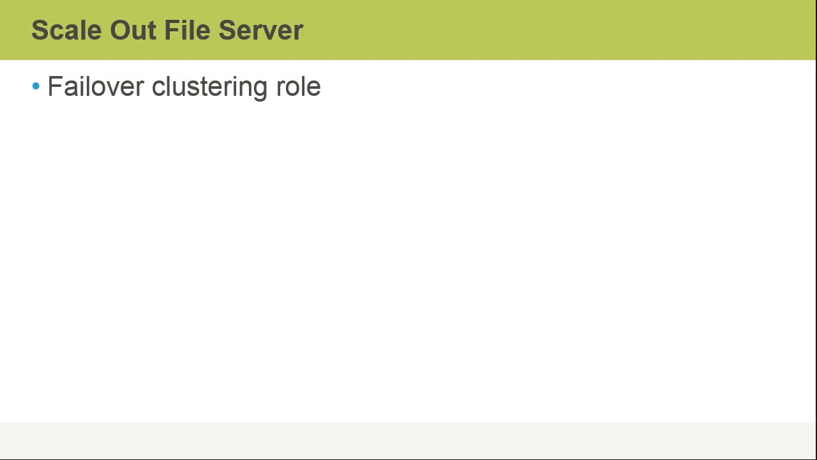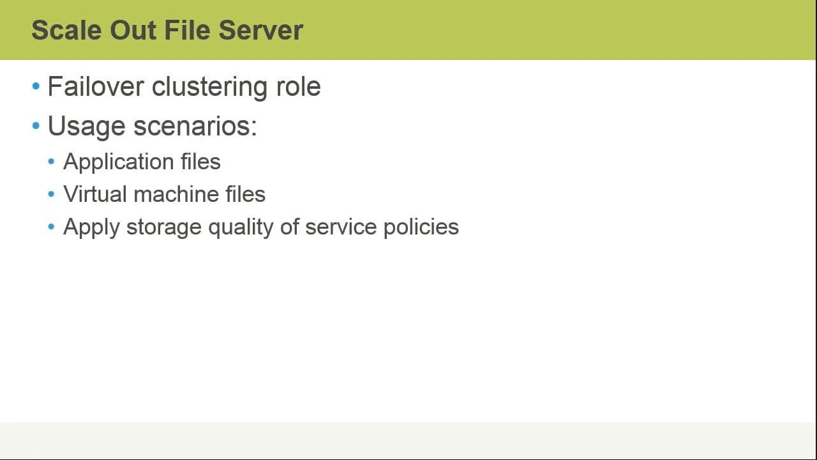role, and its primary uses are to store application files as well as virtual machine files such as virtual hard disks. We can also apply storage quality of service policies against our scale-out file server. The benefit here is that if we're storing multiple virtual hard disks on the scale-out file server, the storage quality of service policy can set the minimum and maximum disk IOPS to all of those virtual hard disks at once.